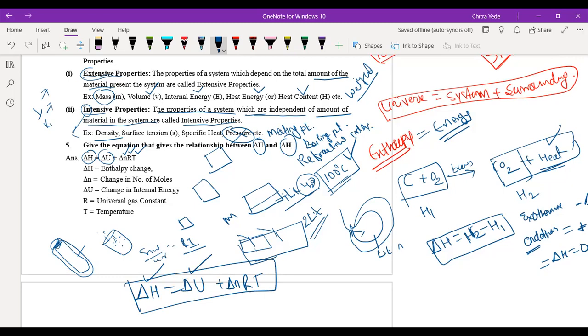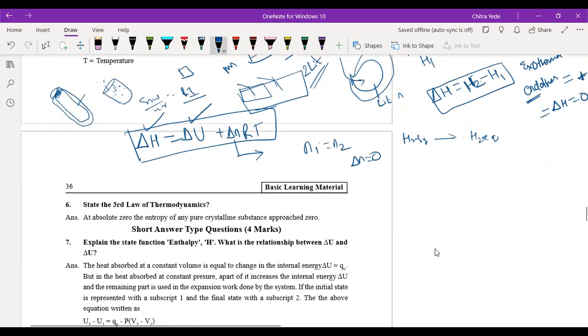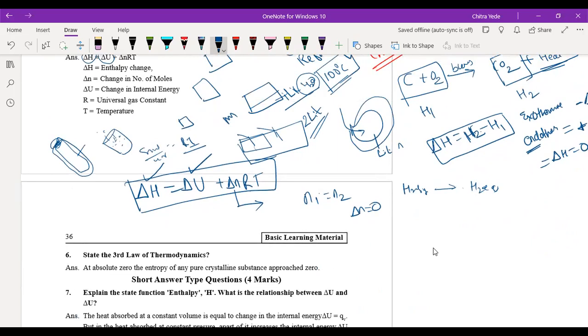Suppose we take a reaction where the number of moles does not change, that means n1 equals n2. Suppose you have taken water. Water is in liquid form; if you heat it, it will convert into gaseous form. So will the number of moles increase, decrease, or remain constant here? It will remain constant, right? Is it or not? Yes, sir, it will remain constant. So that time del n will be 0. That means change in number of moles will be 0. So if you put the value 0 here, 0 into RT means 0.